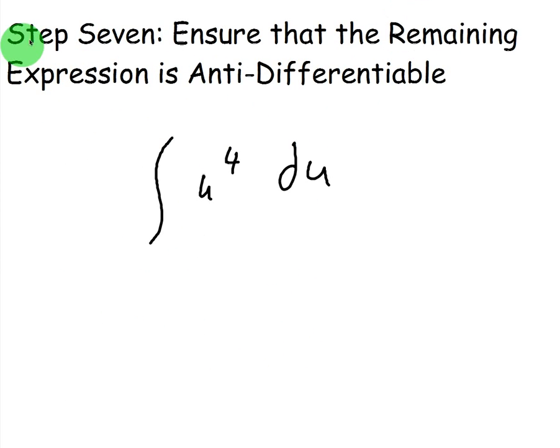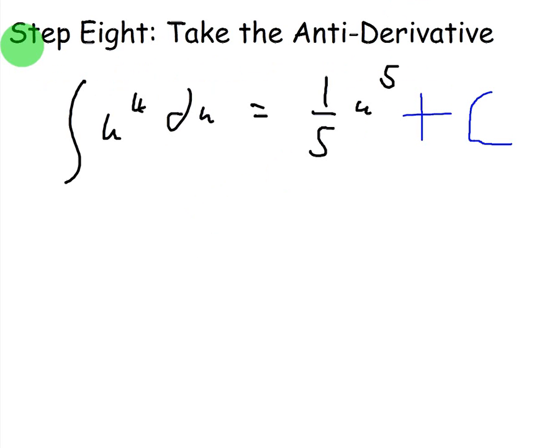Step 7, ensure that the remaining expression is antidifferentiable. So not only does it have to be in terms of u, but you do have to be able to antidifferentiate it. If not, you have to do some simplification, and again, we'll look at an example like that. We can antidifferentiate u to the 4th. It's going to be the reverse power rule, so it's 1/5 u to the 5th plus c. It's going to be the antiderivative of u to the 4th. That is a terrible plus c, so I'm going to redraw that. I was using a different medium before.